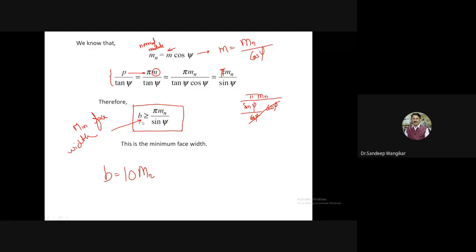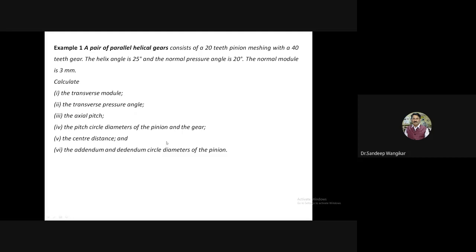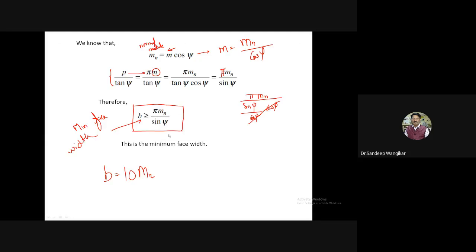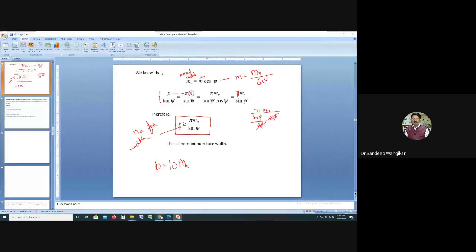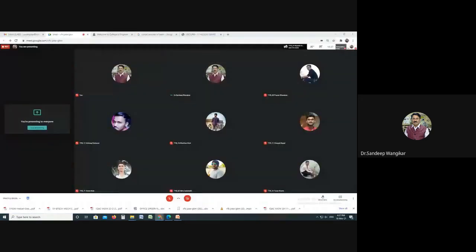Based on this, we arrived at the relation for face width: b should be greater than or equal to pi mn divided by sine of psi.